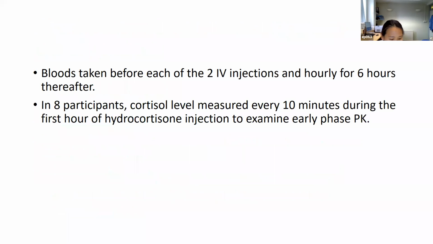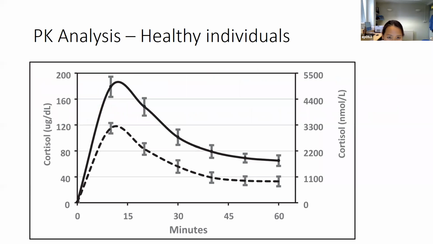And the bloods are taken before they give hydrocortisone, and then for 6 hours after it, and they measure the cortisol level every 10 minutes during the first hour to determine the pharmacokinetic profile. And this is what they find. This is in the healthy individuals.